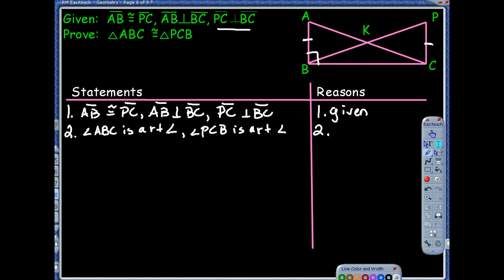And so looking at that picture, if they're both right angles, all right angles are congruent. I probably need to state that because I don't have a congruent statement yet. Oh, by the way, my reason for step 2 was definition of perpendicular.